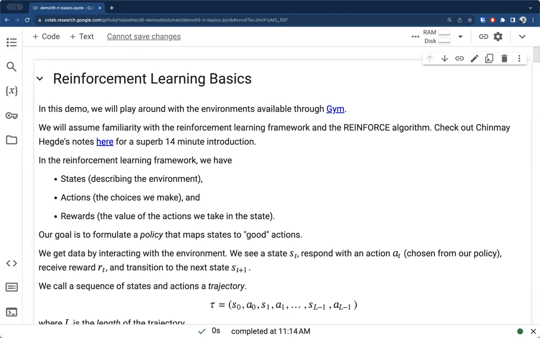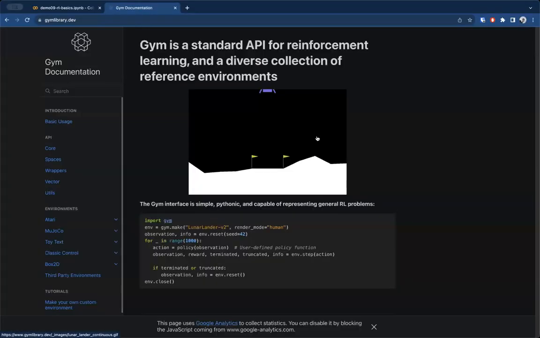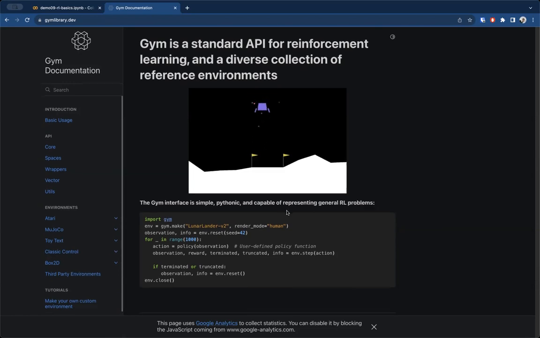Today we'll be talking about reinforcement learning and the basics of training it. We will play around with environments available through this wonderful package called Gym. Each one of these environments is a kind of game, such as Moonlander here, where there's an objective, in this case, to land our Moonlander correctly in between these flags without crashing it.